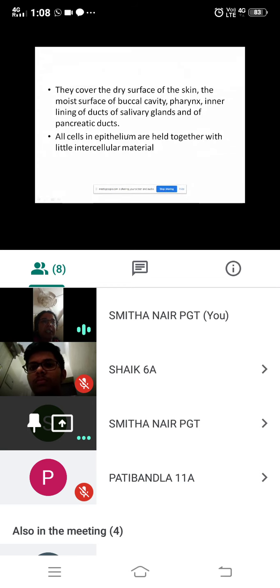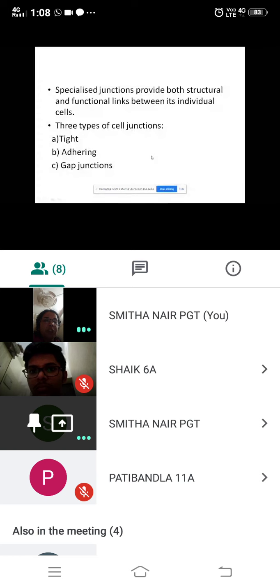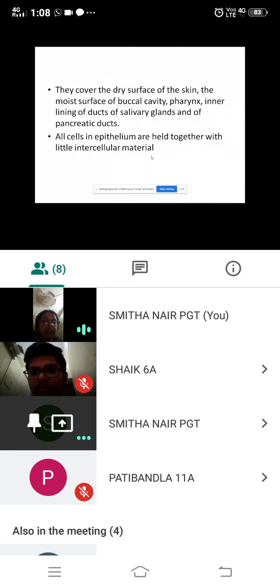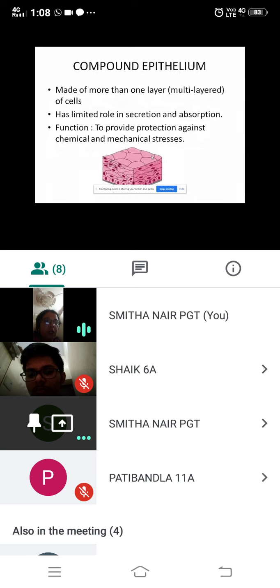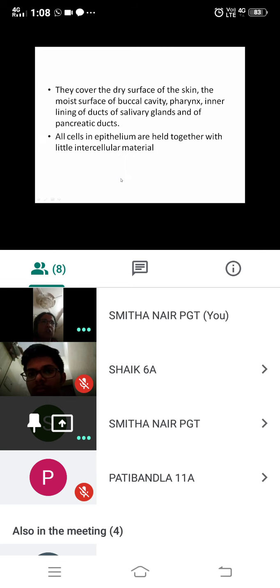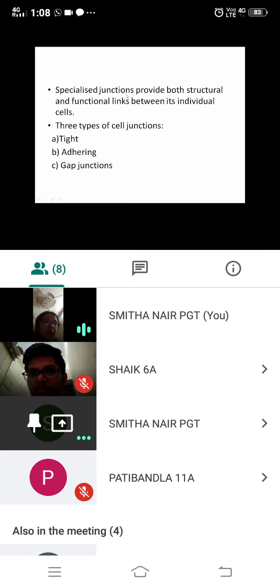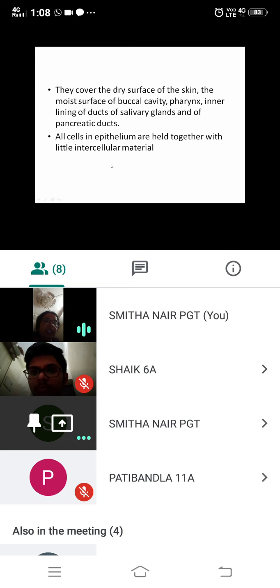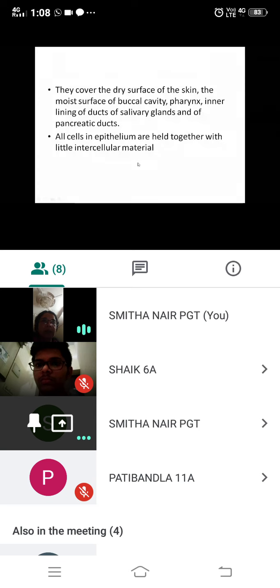All cells in epithelium are held together with little intercellular material. So there would be little intercellular material between these different layers of cells. So this is compound epithelium. This is how it looks. You can see different layers here. So specialized junctions, what was mentioned here, they have little intercellular material between two cells. There would be some material present, but that is very little.